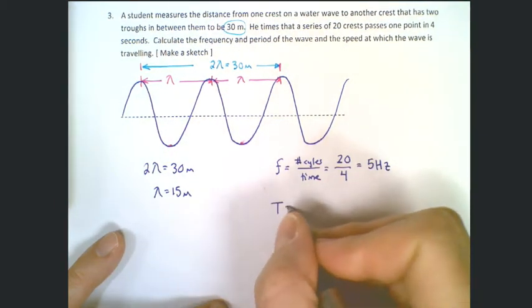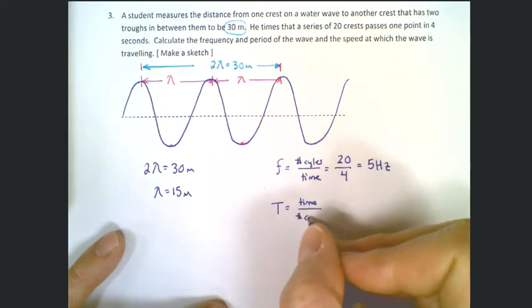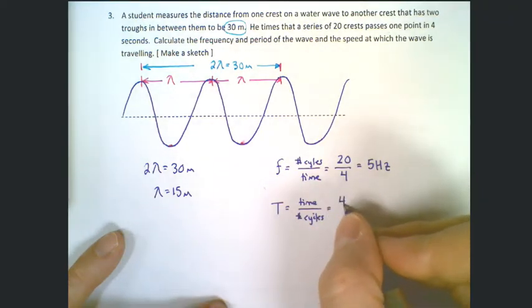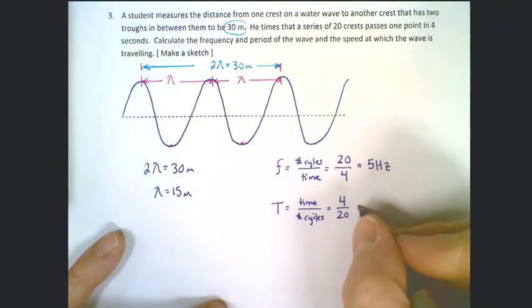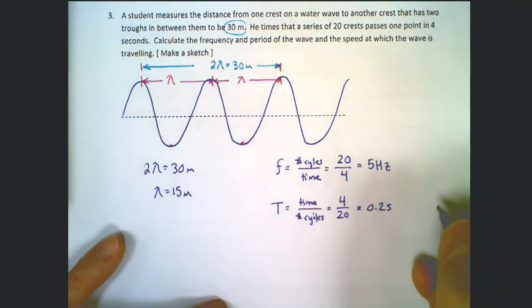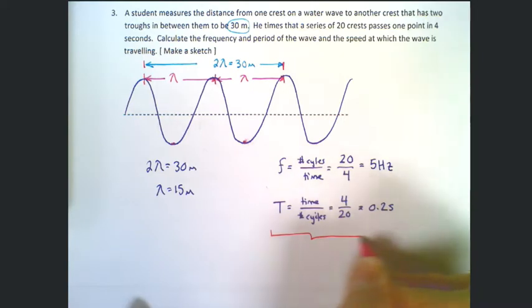The period is the time interval, number of cycles. Okay. Well, it took 4 seconds to do 20 cycles, which is 0.2 seconds. And we know that these two are reciprocals. So we've got our answers.